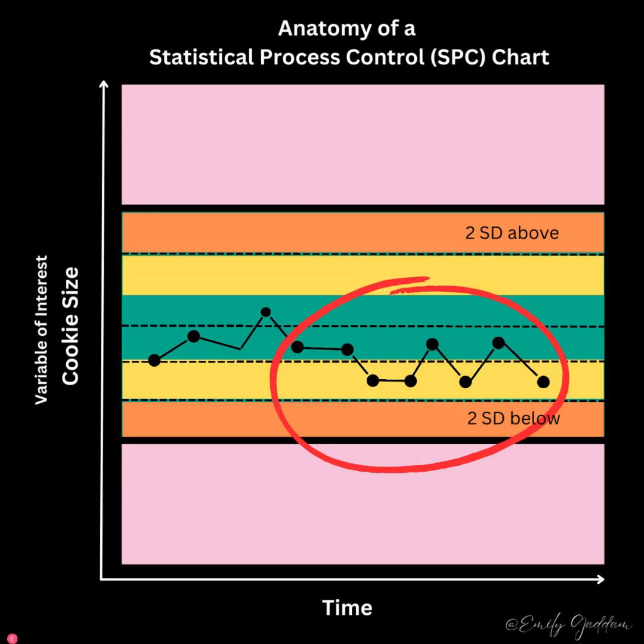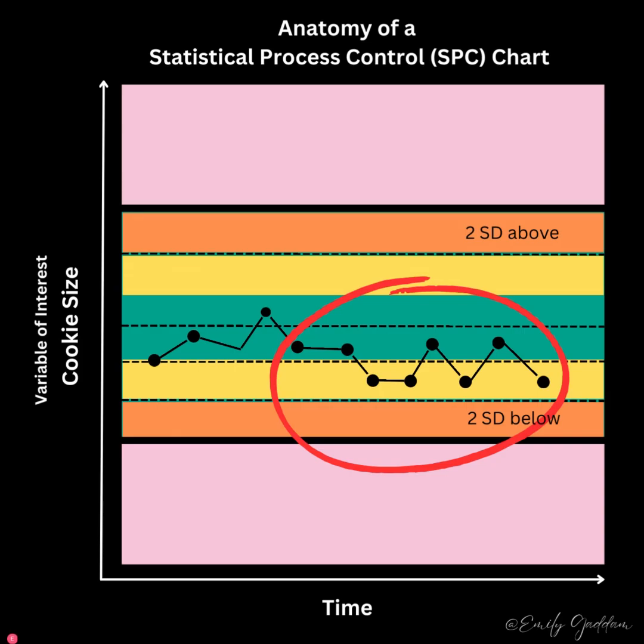Imagine we're monitoring the cookie sizes once again and we notice a series of measurements. Now, suppose we observe 8 consecutive data points falling on the same side of the center line. This sustained pattern suggests a sustained shift or deviation in the process. It's like when you're baking cookies, no matter how carefully you follow the recipe, they constantly turn out smaller or larger than intended.